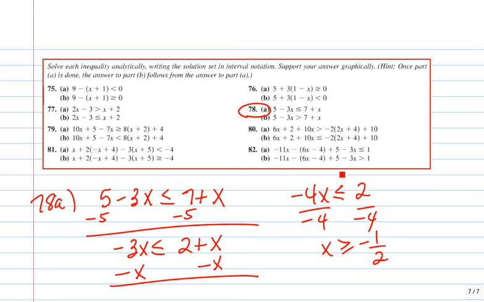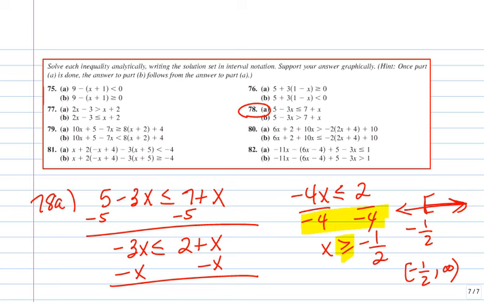Remember that when you divide by a negative sign, you've got to reverse that inequality. So analytically, we know the solution to be negative 1/2 to infinity. Now to graph that, you could do the intersection method or the zero method and find that graphically.